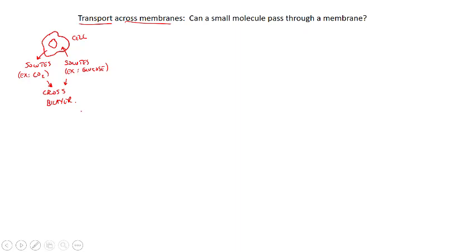So do you think it's possible for these molecules to simply pass right through a membrane? That's the question I have for you guys. So obviously they get across the lipid bilayer in some manner, but as it turns out, some things can just pass right through in a certain direction. Others cannot.